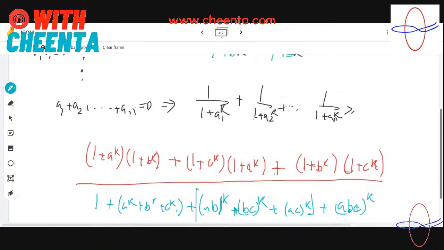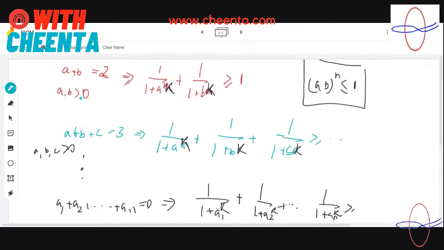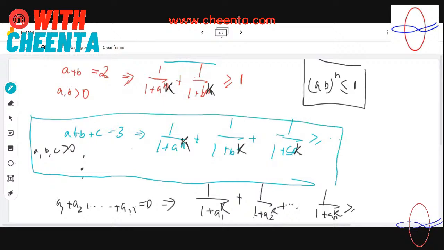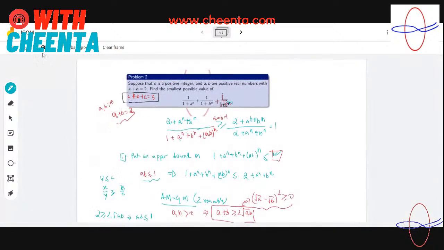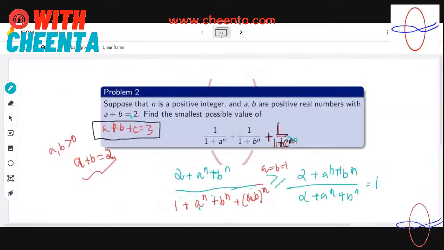Okay, so in the previous problem, you have found that if a plus b is equal to 2 and a, b are positive numbers, you have to find the minimum value of this. And we have found it to be 1. Now in this case, we find out if a plus b plus c is equal to 3, what is the minimum value of this for any k? I'm just generalizing: a plus b plus c is equal to 3, and find the smallest possible value of this.